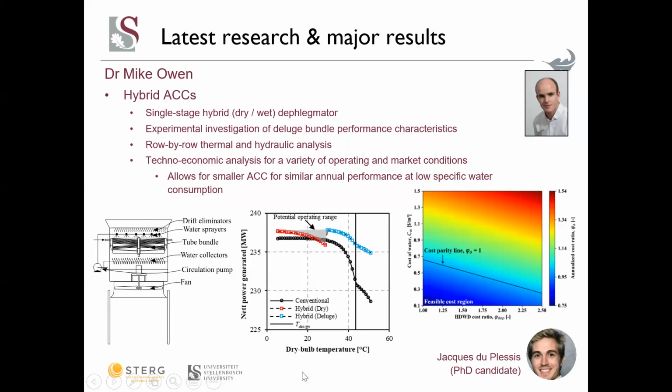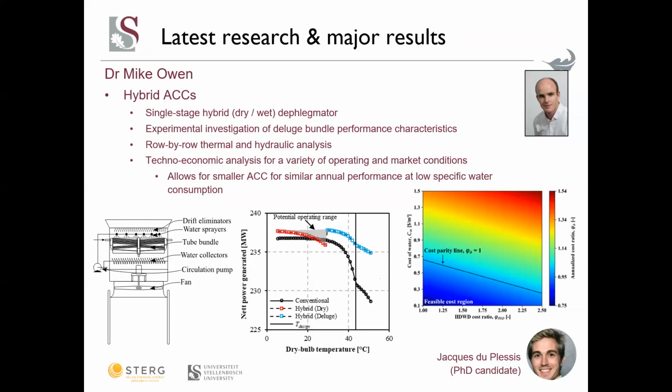The center graph shows the net power generation as a function of the dry bulb temperature, and it shows it for a conventional ACC as well as this hybrid ACC, which incorporates this hybrid deflegmator system. That graph shows the conventional ACC performance in terms of net power generation, and the red and blue graphs show the hybrid system's performance, where the red is in dry mode and the blue is in deluge mode.